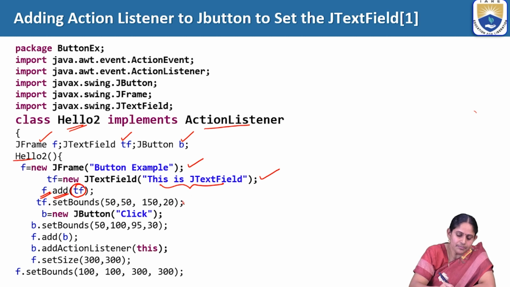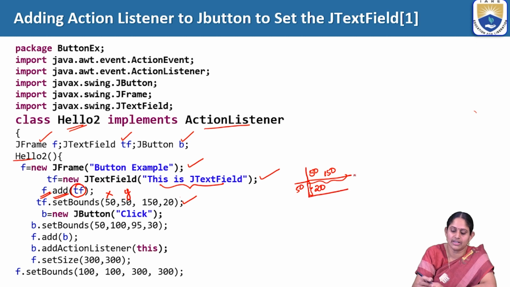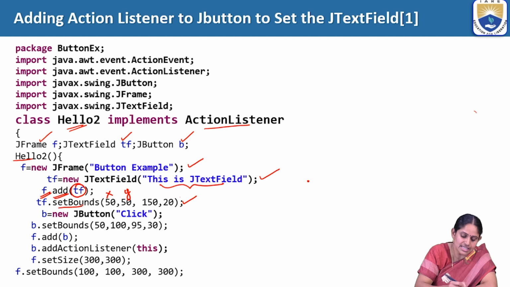Now we are setting the bounds of the text field at 50, 50. These are the x and y coordinates. For example, the text field will be placed on the frame at 50 and 50 as x and y coordinates, and its width will be 150 and its height will be 20. So we are setting the bounds of the text field.